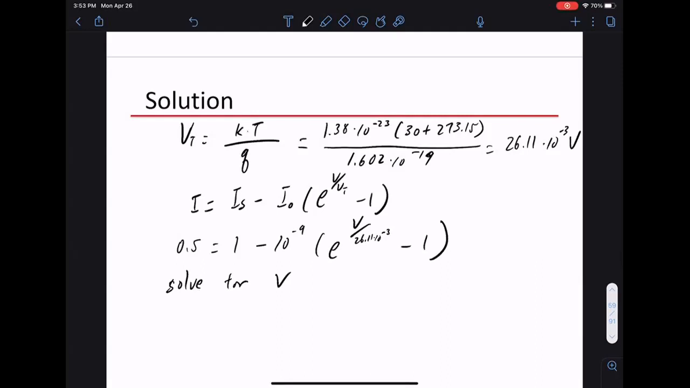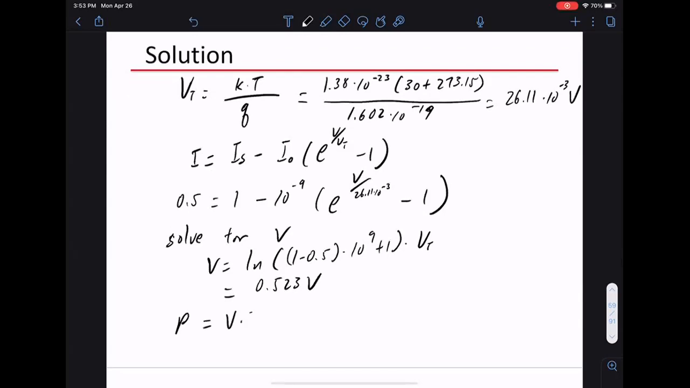You can actually explicitly solve for V here. You don't need to graph this. V is the natural log of 1 minus 0.5 times 10 to the 9, plus 1, times the thermal voltage, and you get 0.523 volts. So you can solve this equation many ways. Then the power draw is voltage times current, 0.2615 watts. Any question about this calculation?